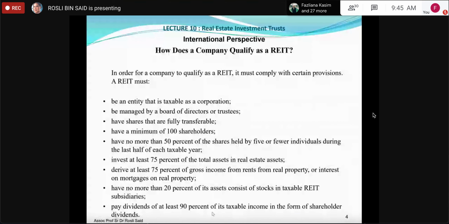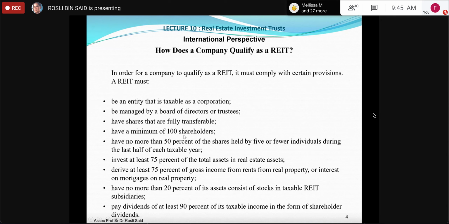So how does a company qualify as a REIT? It must be an entity that is taxable as a corporation. Like other ordinary business, corporations will produce IPOs. That is the way that they try to expand their businesses. So the same with a REIT company. It must be an entity which is taxable as a corporation, and then should be managed by a board of directors or trustees, and then have shares that are fully transferable, have a minimum of 100 shareholders.